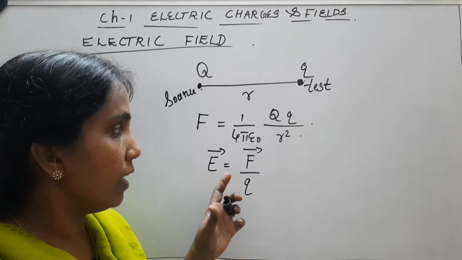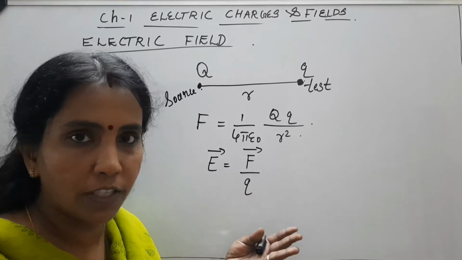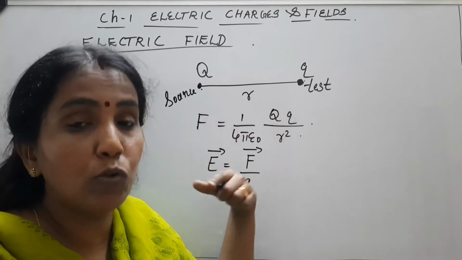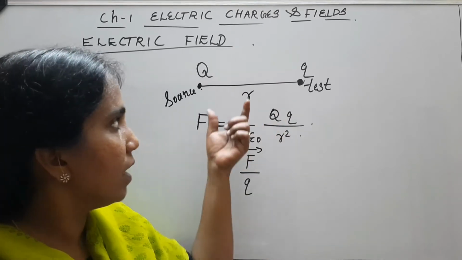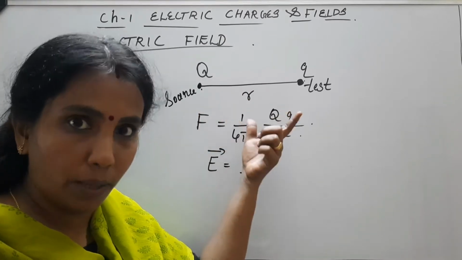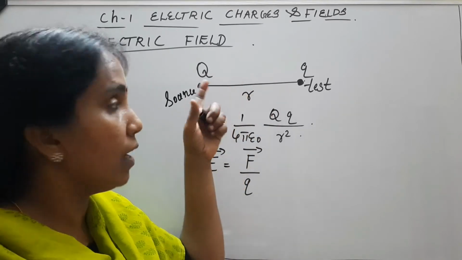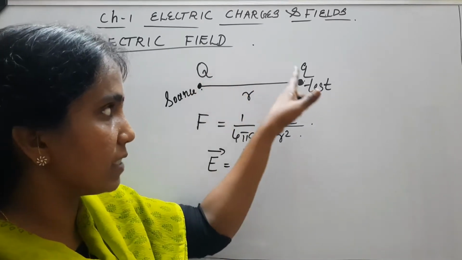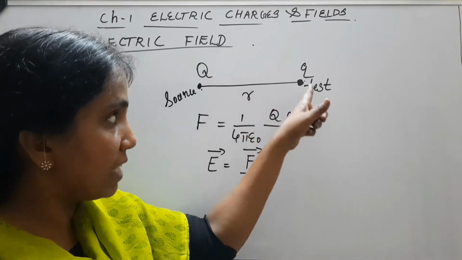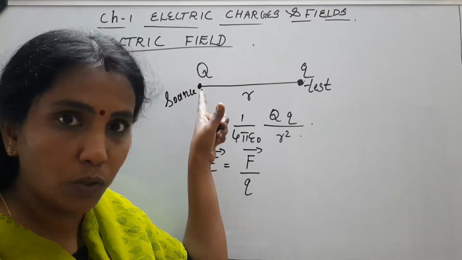See, the definition is not complete. The mathematical expression is not complete because we know this force of interaction is a mutual interaction. That means when we consider two charges, the Coulomb force of attraction or repulsion is there on both. If they are like charges, this source charge exerts a repulsive force on this test charge. At the same time, the test charge exerts a repulsive force on the source charge also.